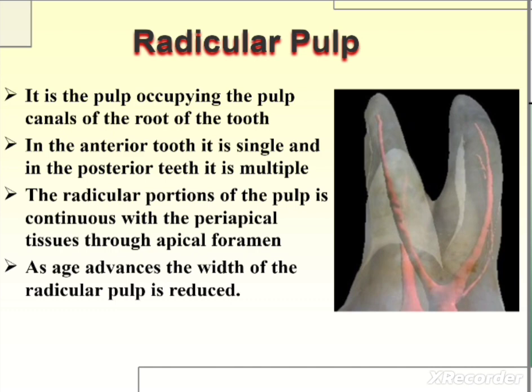Now let us look at radicular pulp. The radicular pulp is the pulp occupying the pulp canals or the root canals of the root of the tooth. In the anterior tooth, it is a single radicular pulpal canal, whereas in the posterior teeth, there are multiple radicular pulpal canals. The radicular portions of the pulp is continuous with the periapical tissues through the apical foramen. As age advances, the width of the radicular pulp is reduced.